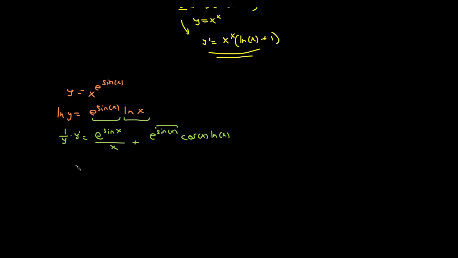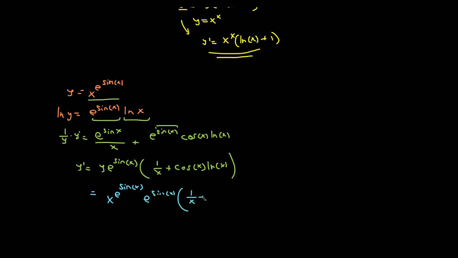Alright, now we solve for the derivative of y. It's going to be like that, so we have to multiply by y. I'm actually going to factor out e to the sine of x, like that. Alright, 1 divided by x plus cosine x ln x. And then we can substitute in our original equation of y, which will give us the final equation: x to the power of e to the power of sine of x times e to the power of sine of x, kind of weird, all multiplied by 1 divided by x plus the cosine of x times ln x, like that.